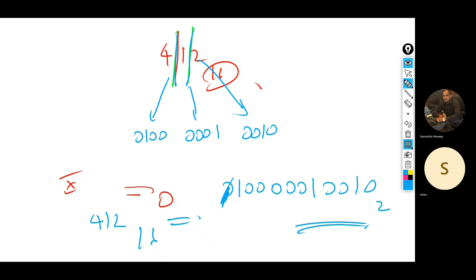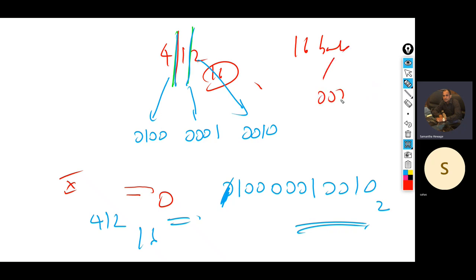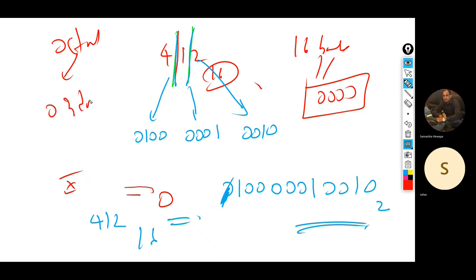Understood? Yes, sir. So the pattern you should know: if a hexadecimal value comes, you have to divide it into 4 binary digits, representing each and every digit in 4 binary digits. And for octal, you have to represent each and every octal digit within 3 binary digits. Okay, sir.